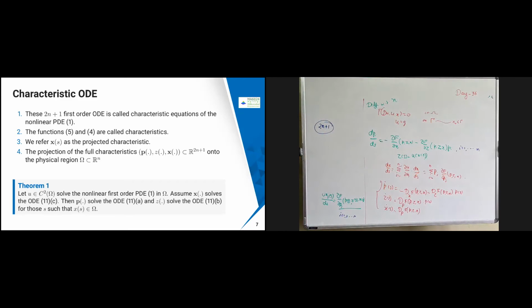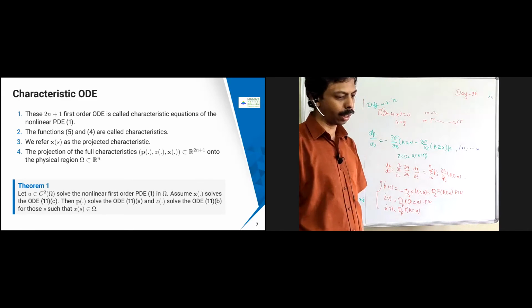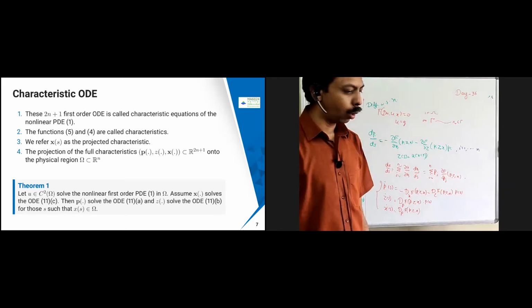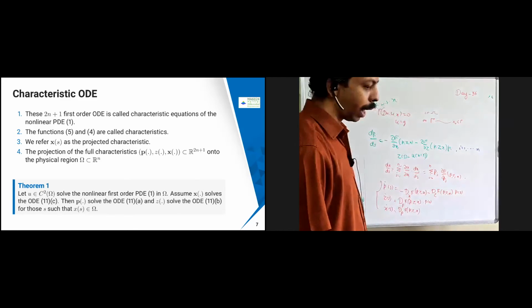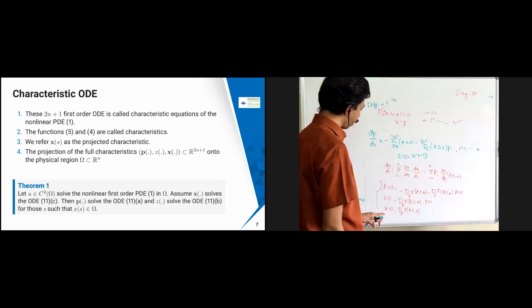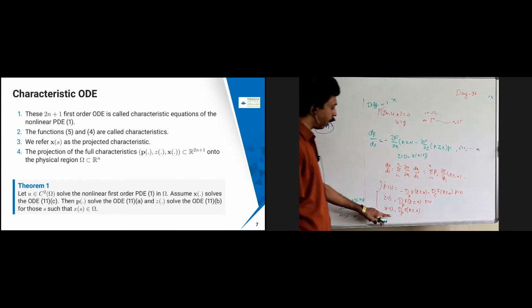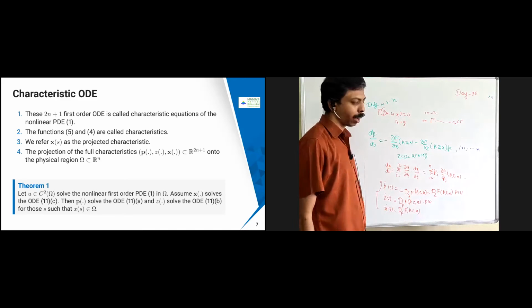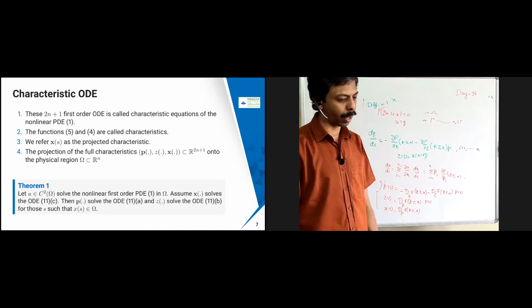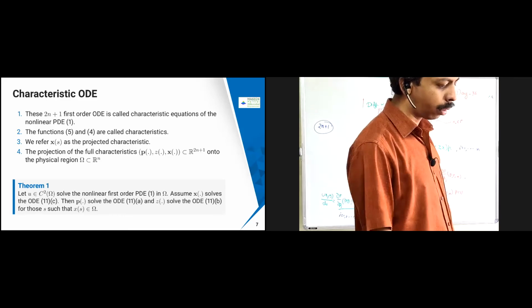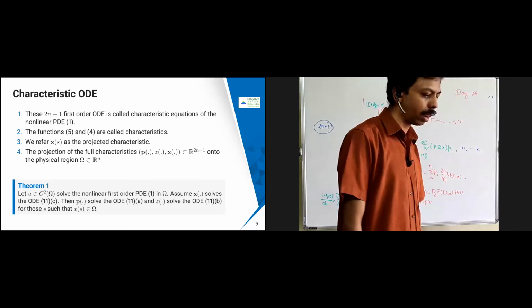So what we proved is a theorem now. Suppose c belongs to C^2 of omega, solves the first order nonlinear PDE in omega, and we assume that x solves this one. These are all the assumptions we made. If this holds, then only we are going to get it: x dot of s equals d_p of f of z, x. Suppose x solves this ODE.